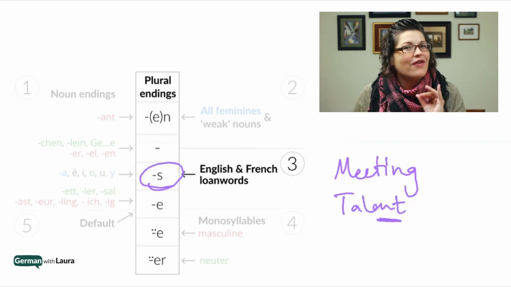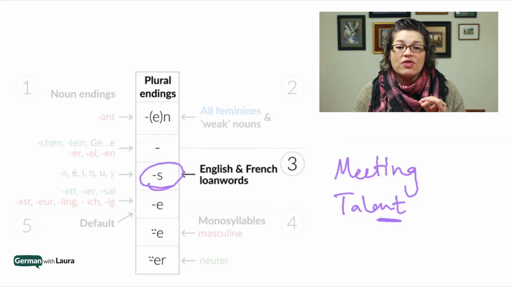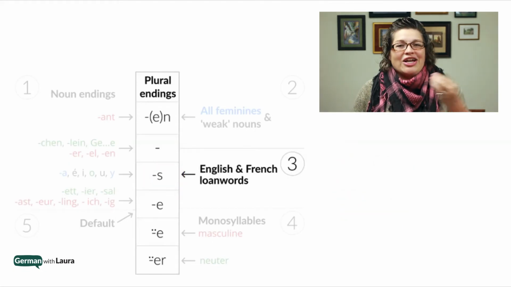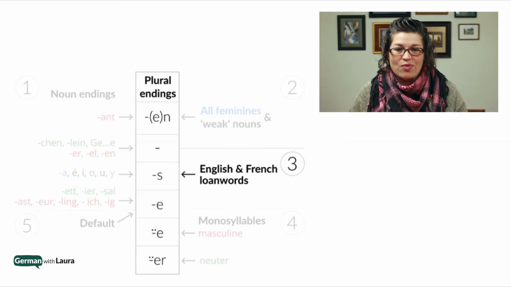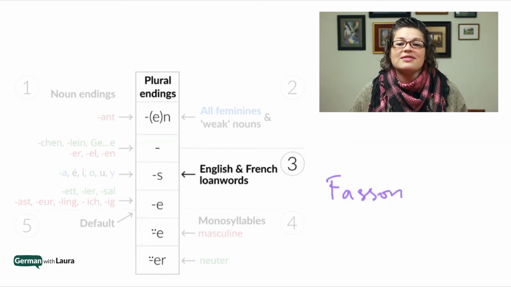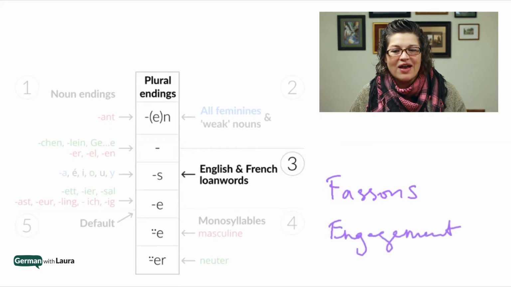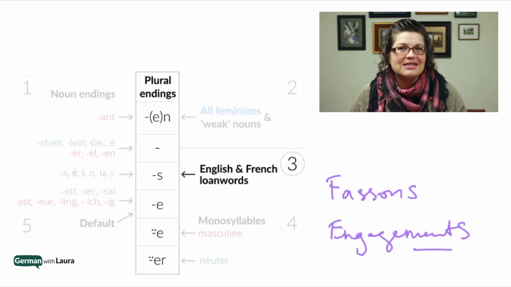It does not get off at train stop number 3. Then with the French loan words at this junction, it's actually the opposite of the English loan words. The French loan words are all going to be emphasized on the final syllable, such as façon will get off here and take an S, or engagement, right? Emphasized on that final syllable, gets off here and takes an S.